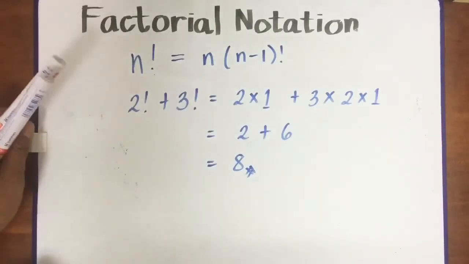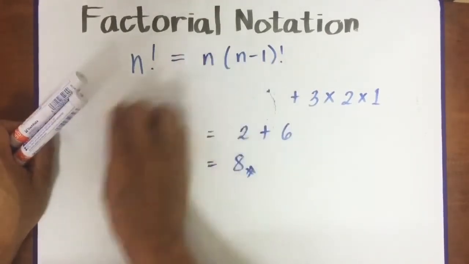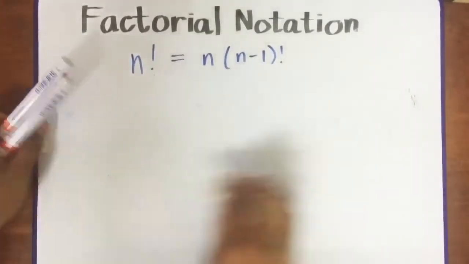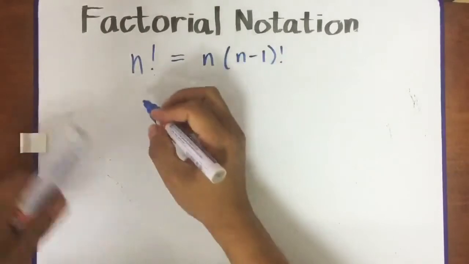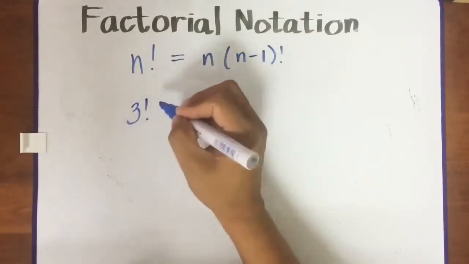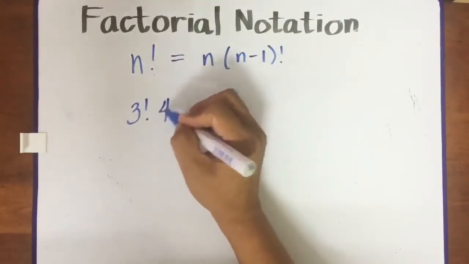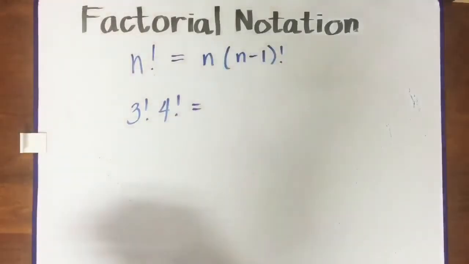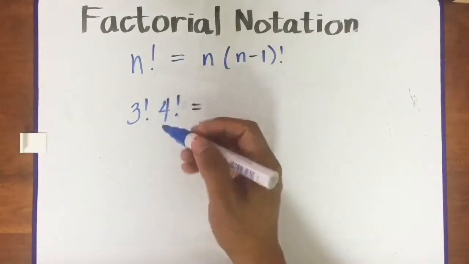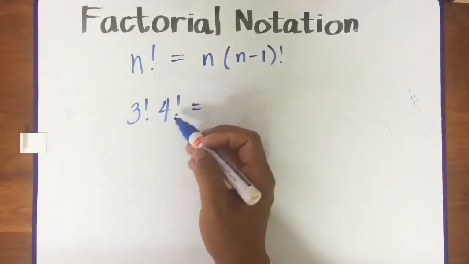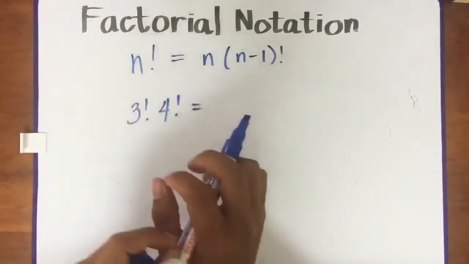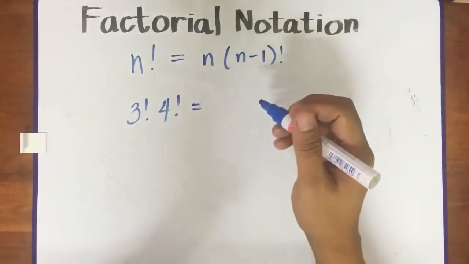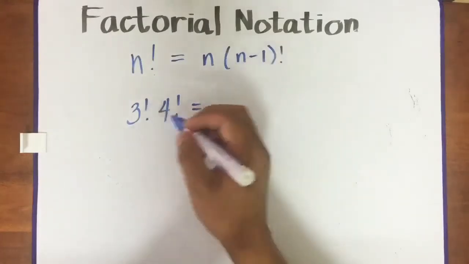Okay, how about if we are multiplying 2 factorials? So let's say I have 3 factorial multiplied by 4 factorial. Basically, even if I don't write times or multiply over here, 3 factorial, 4 factorial, if you put them together without any symbol, you will say it's multiplication.